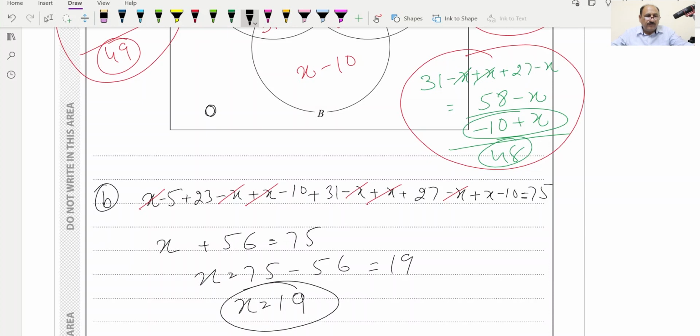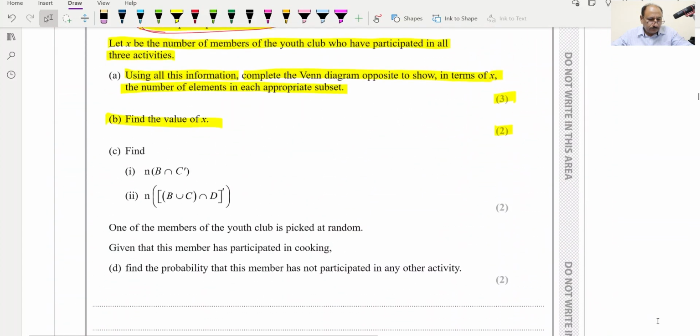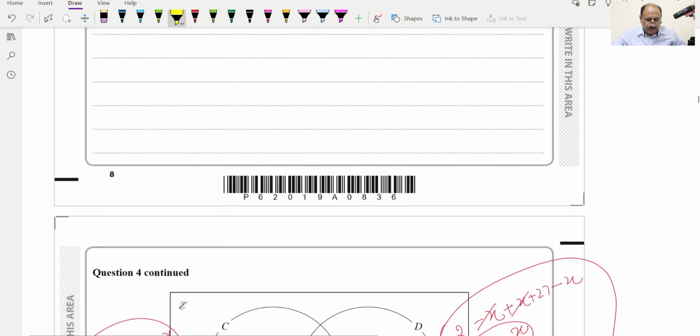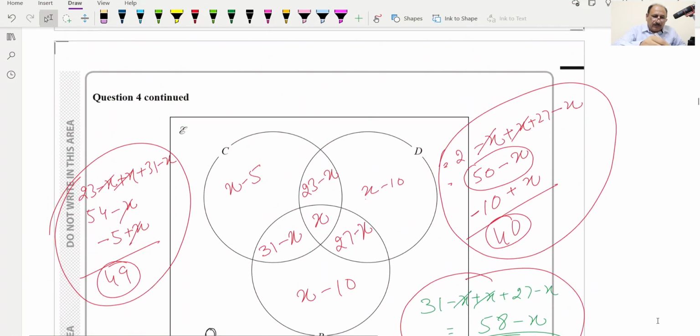This is what we have calculated over here. The x value is equal to 19. Now they are saying part C. Find n of B intersection C complement. So what is B intersection C complement? That one we will be B intersection C complement.